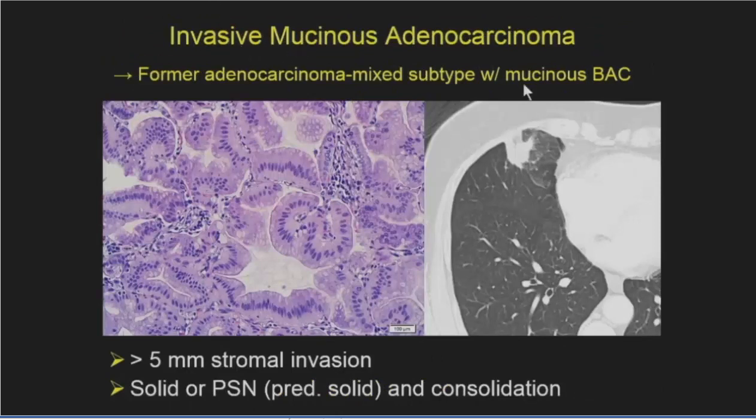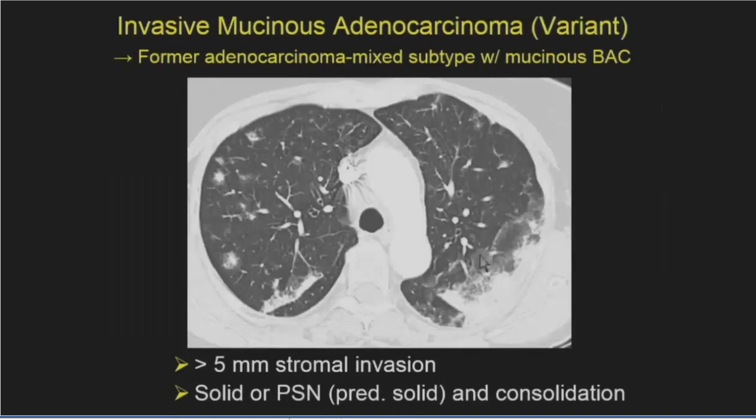Invasive mucinous adenocarcinoma is a variant in the new classification. This is the former adenocarcinoma mixed subtype that had a predominant mucinous bronchial-alveolar cell carcinoma. So this is the mucinous type. Here we also see a lipidic growth, but there are cylindric cells with abundant intracellular mucin, and we also see mucin within the alveolar space, and that gives the solid appearance of these lesions that are usually completely solid or predominantly solid. They might also present as areas of consolidation, as you can see in this case with multifocal adenocarcinoma.